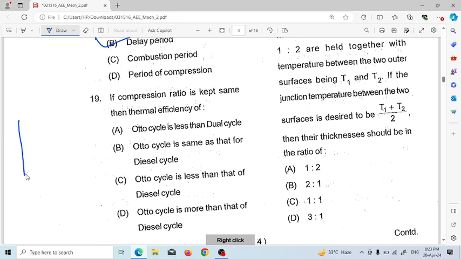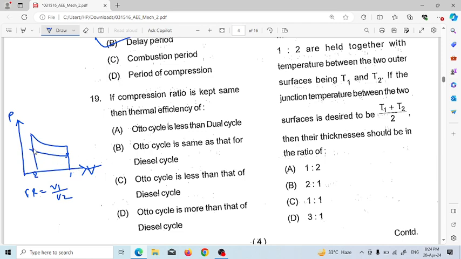So let's draw the PV diagram. This is for the Otto cycle, constant volume heat addition and constant volume heat rejection process, and the compression ratio is the ratio between this point and this point. This is 1, this is 2. Compression ratio CR is equal to V1 divided by V2. This is the volume axis, this is the pressure axis.